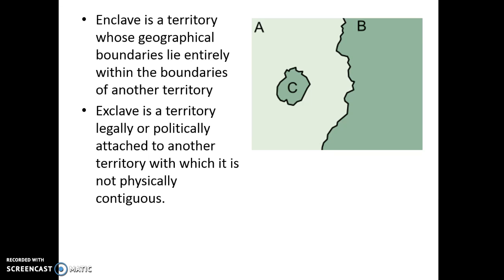An exclave is part of a country that is separated from another part of that country by land. So C is part of country B. Country B is here, and then you have land that is not part of country B, and then C would be the exclave, separated. It's not physically contiguous, it does not touch B, but it is part of country B.